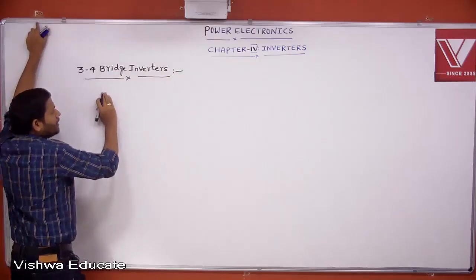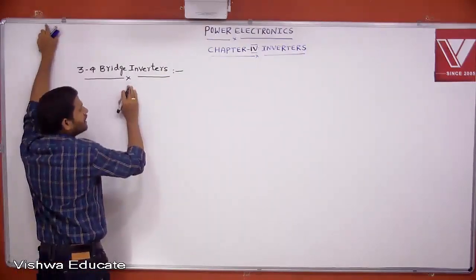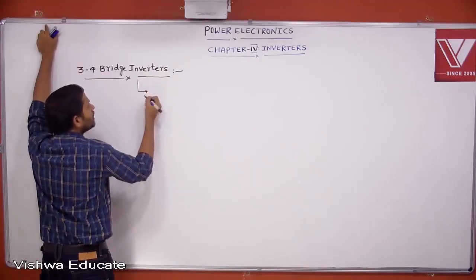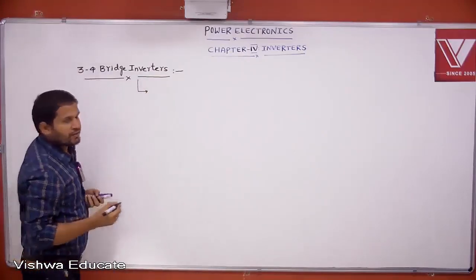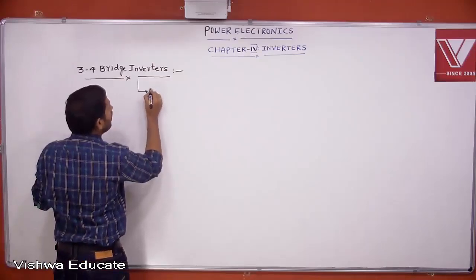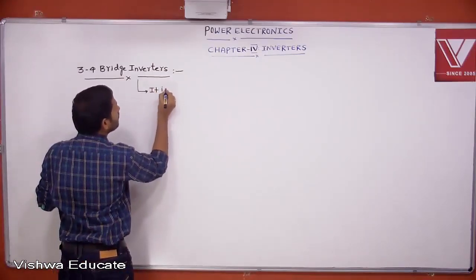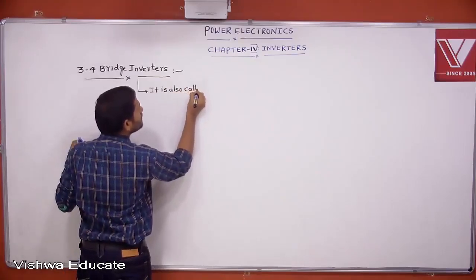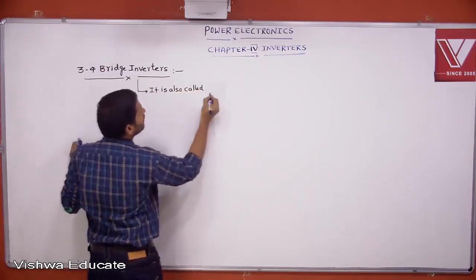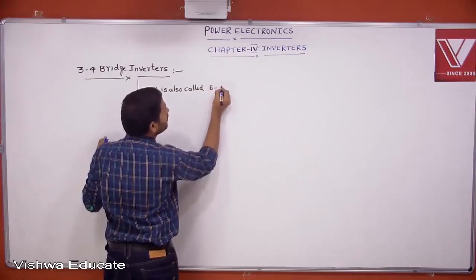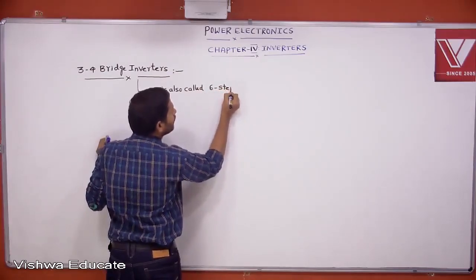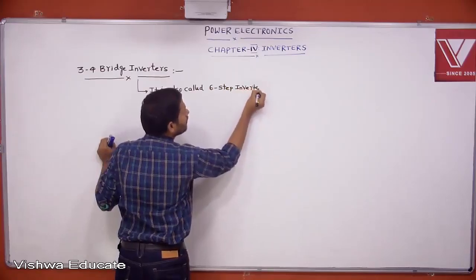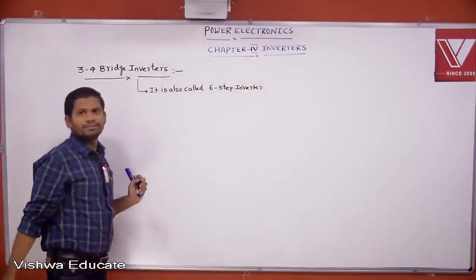The point to remember, this three-phase bridge inverter is also called six-step inverter. It is also called six-step because in one cycle we can get six steps. Let us give the proof also.